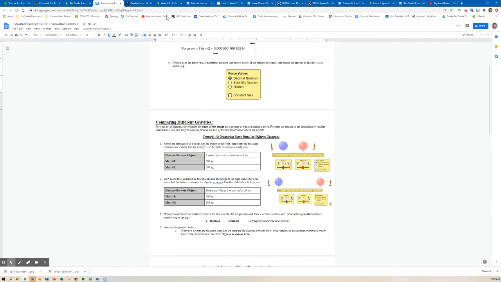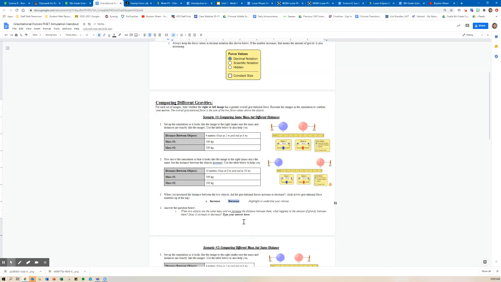Clearly those numbers you should have gotten went down. So you're going to actually highlight the word down and highlight it. Okay, whatever color you want. That's your answer. So the gravitational force decreased when we increase the distance. I'm going to undo that so that it doesn't edit on this document.